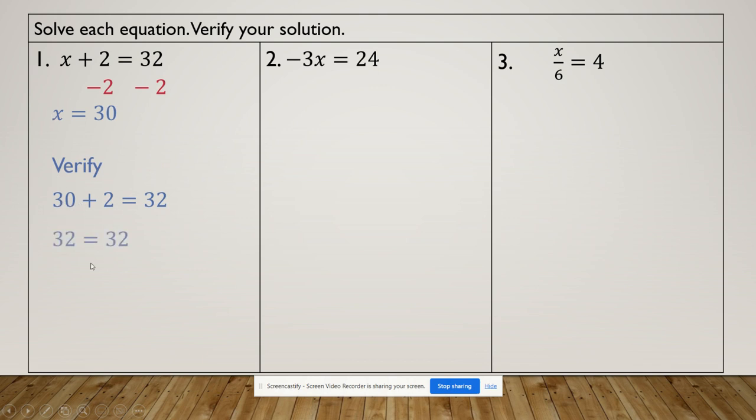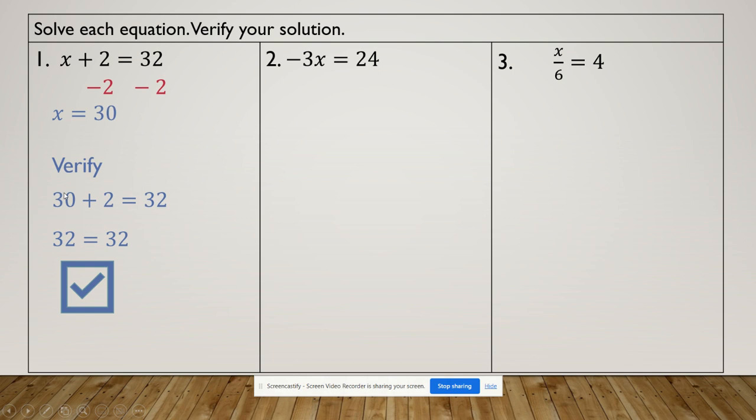30 plus 2, of course, is 32. 32 equals 32. So this is like that first box that we talked about, guys, when it said solutions make the equation true. This is a true statement. 32 absolutely equals 32. And we know what we solved for is correct. So what we did here is we solved for x, and then we checked our solution and made sure that it was verified and actually true.